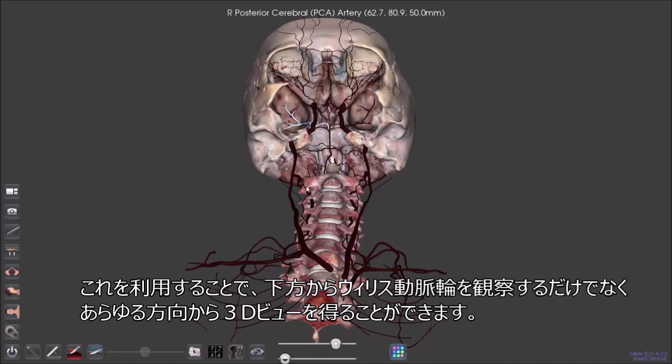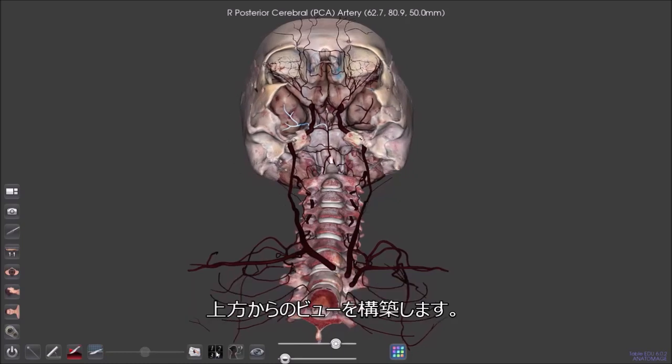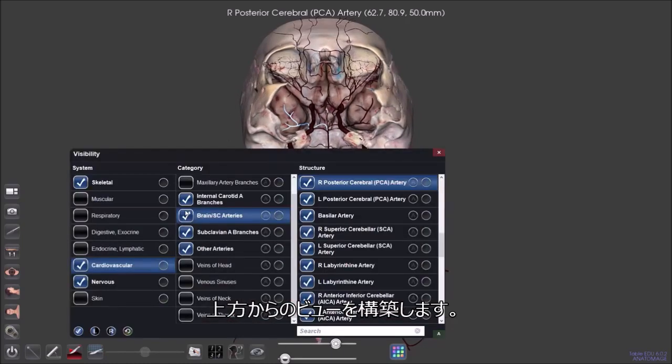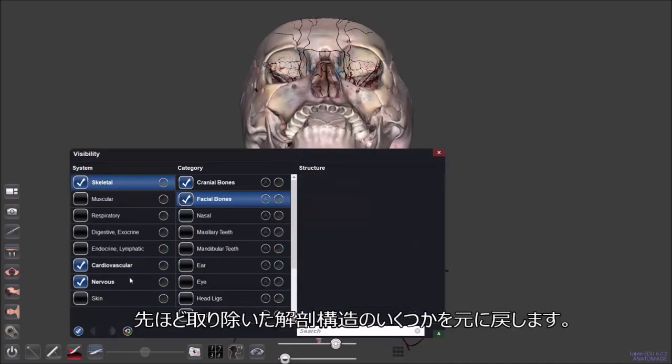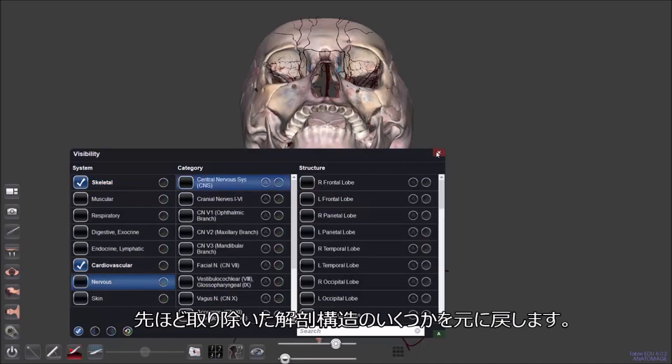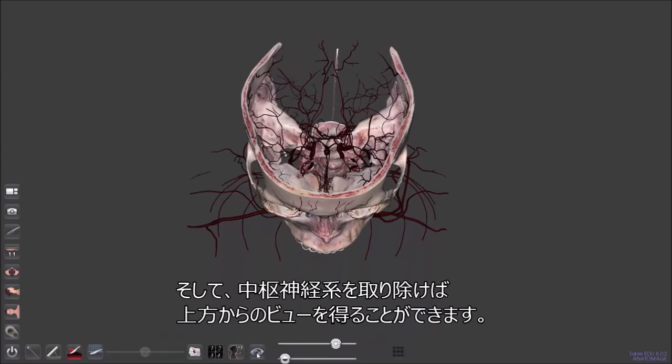Instead of just observing the circle of Willis from the inferior view that we have right now, we can also build into it a superior view. So what I'm going to do is I'm going to bring back in some of the structures that I've removed. And I'm also going to start to remove the CNS so that we can actually get a superior view of this cadaver.